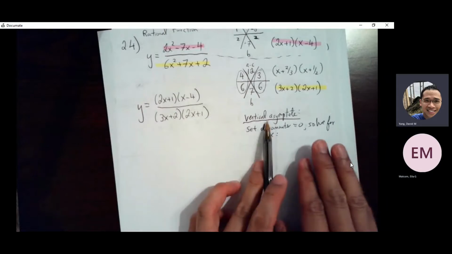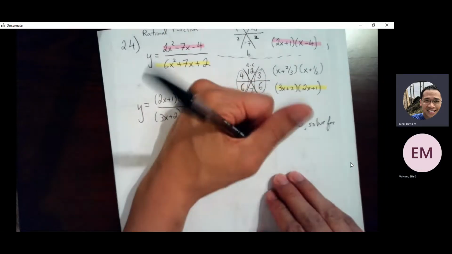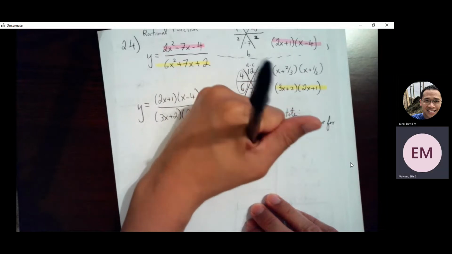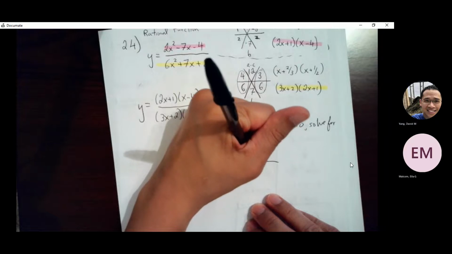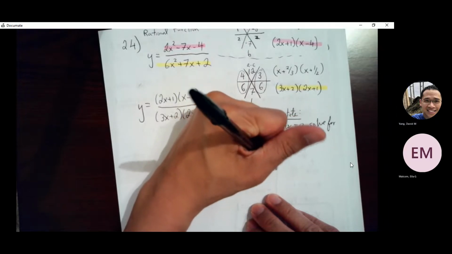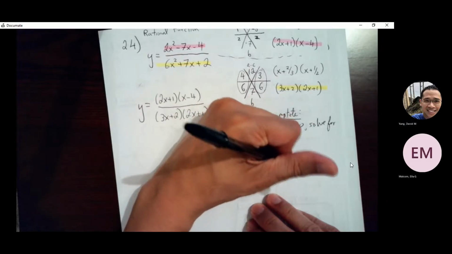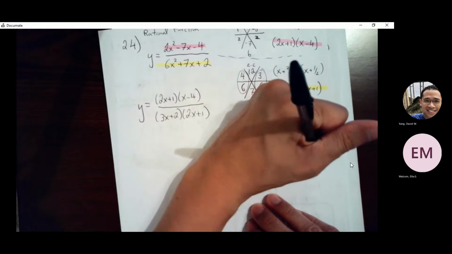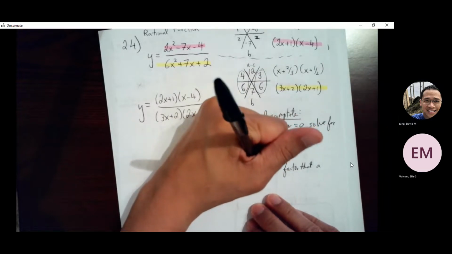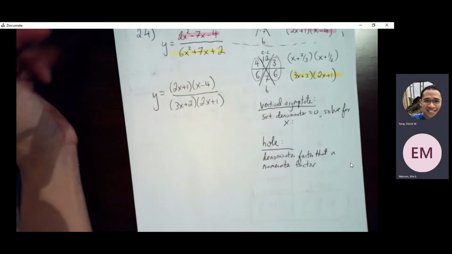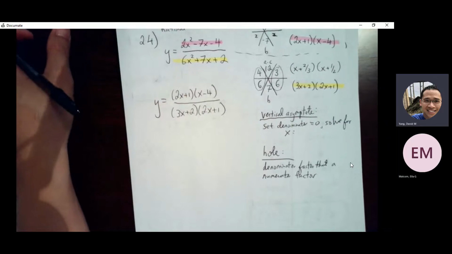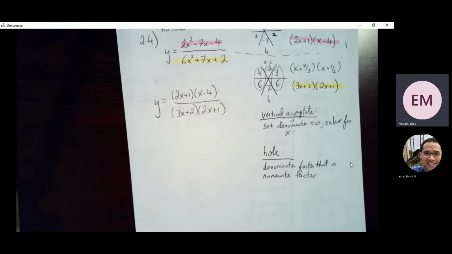Now, there's something that looks very similar to a vertical asymptote, and it's going to be a hole. A hole is a denominator factor that matches a numerator factor. So compare the numerator and denominator. Do you see anything similar? No. Oh, wait, yes, I do. The 2x + 1.